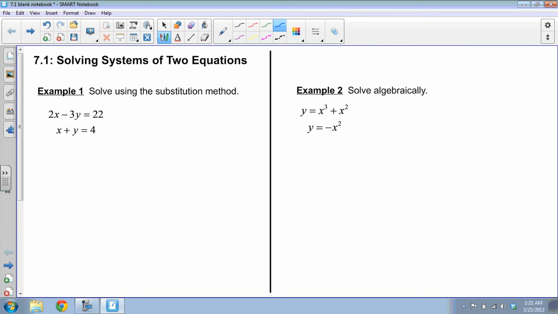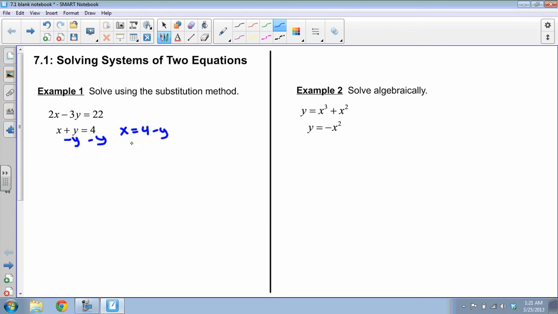Example 1, solve using the substitution method. So remember, for the substitution method, we look for a variable that we can really easily solve for in one of our equations. In our second equation, we can easily solve for x or y by subtracting the other term over. For example, I could solve the second equation for x by subtracting y from both sides, giving me x equals 4 minus y.